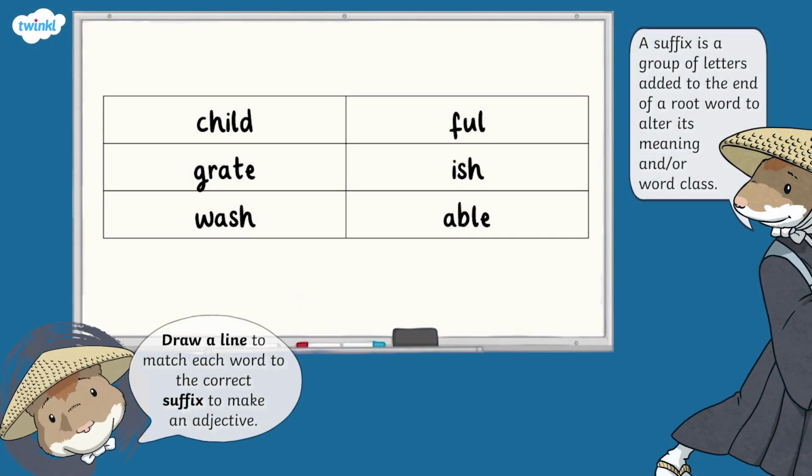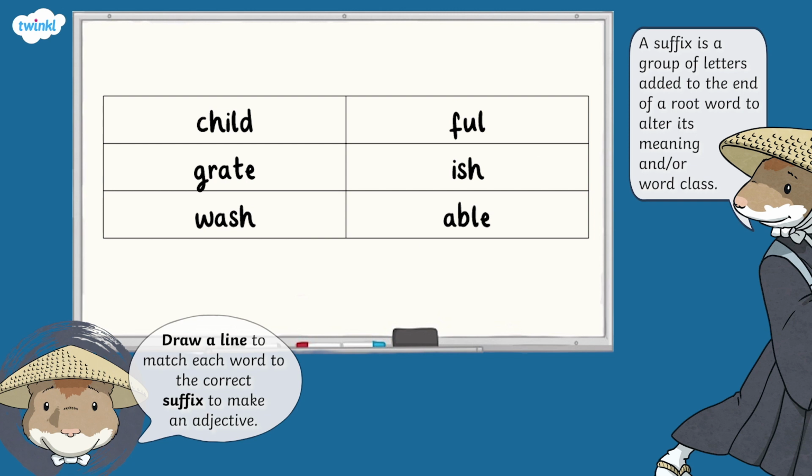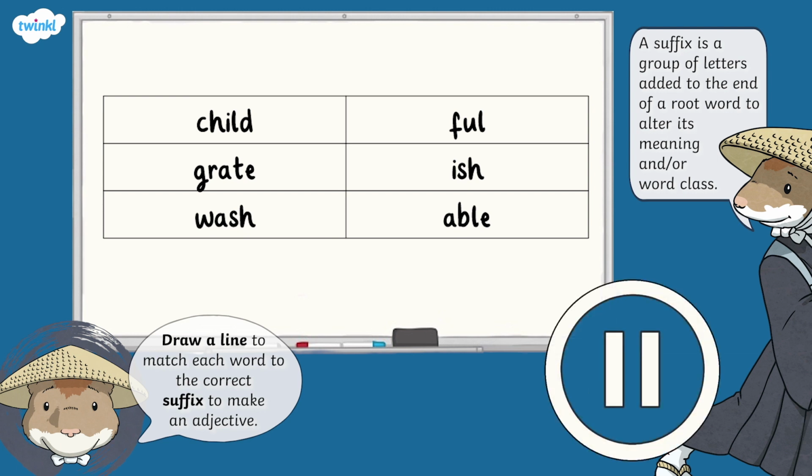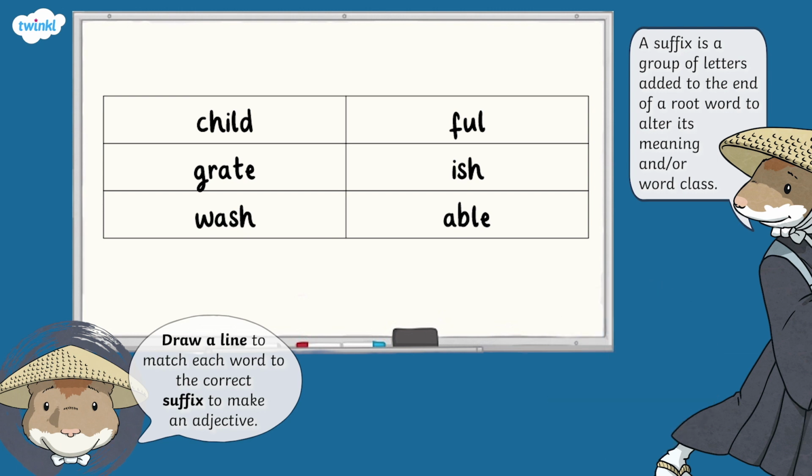Now it's time for our final question on suffixes. This question asks us to match the correct suffix to each of the root words by drawing lines between them. Pause your video now and hit play when you are ready. Ready? Let's look at the answers. Child becomes childish, great becomes grateful, and wash becomes washable.